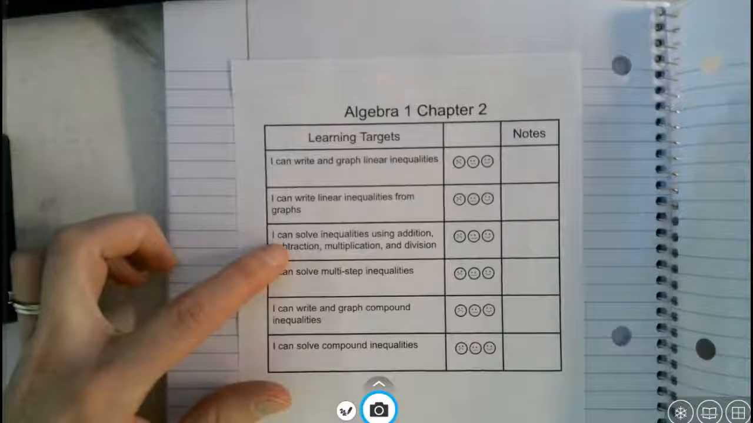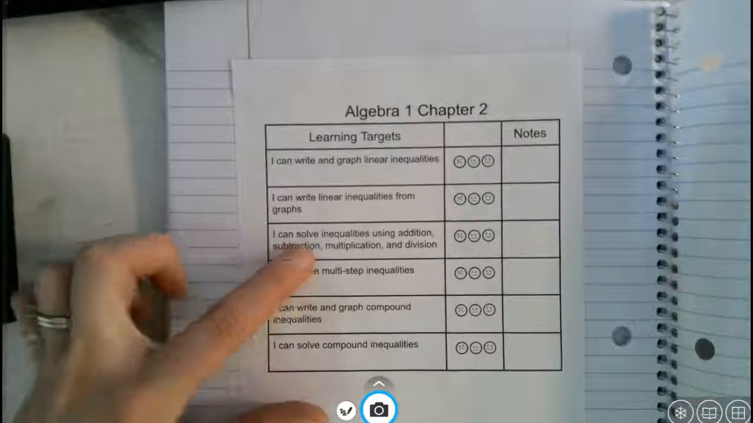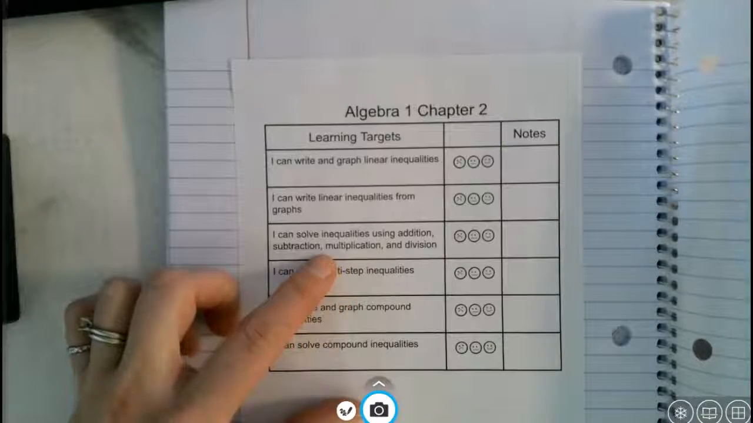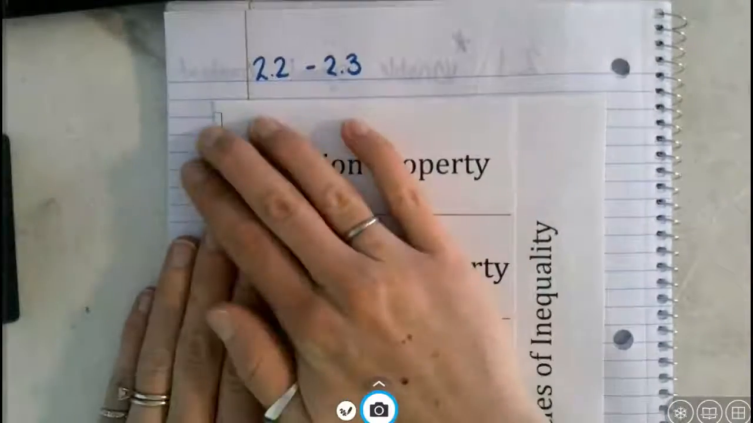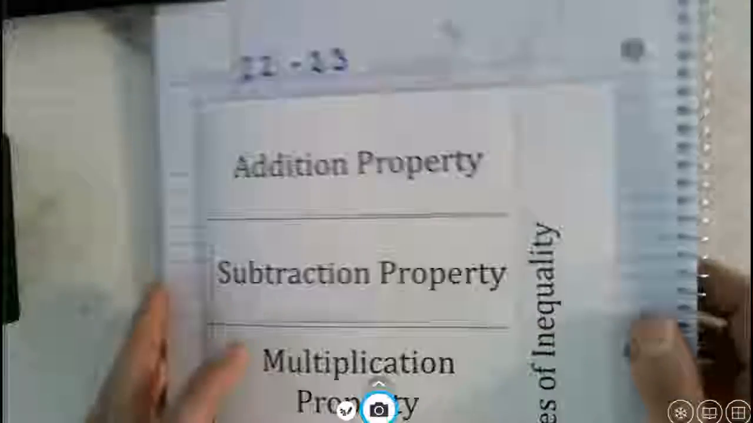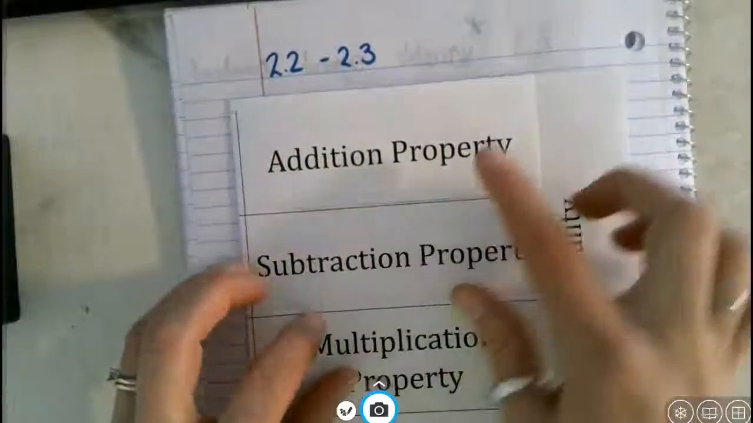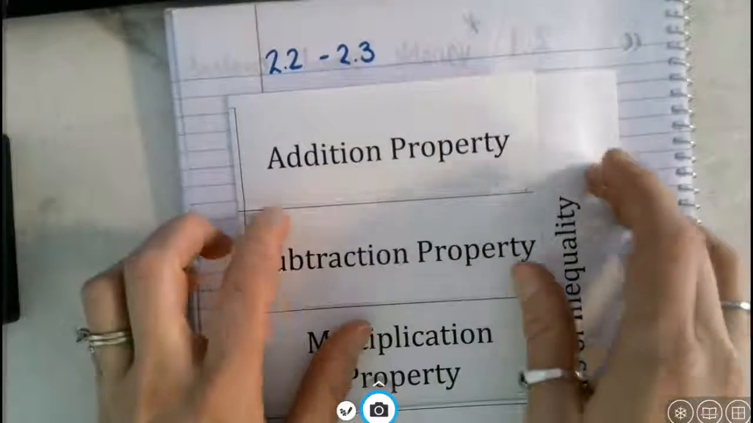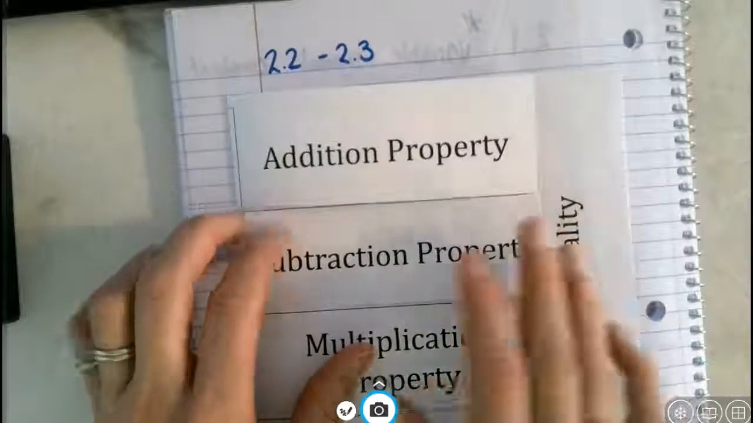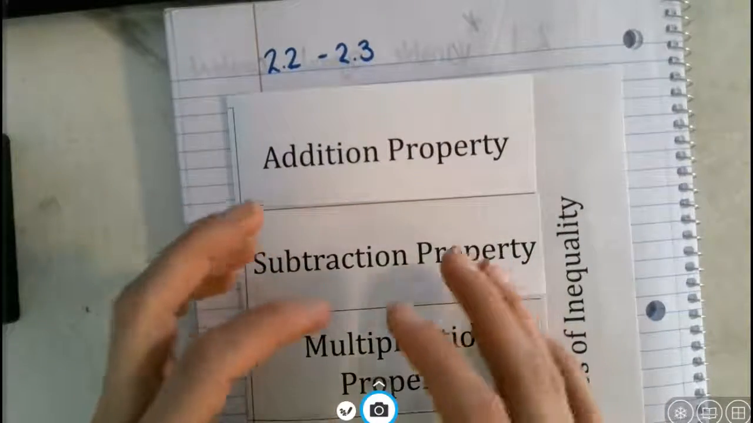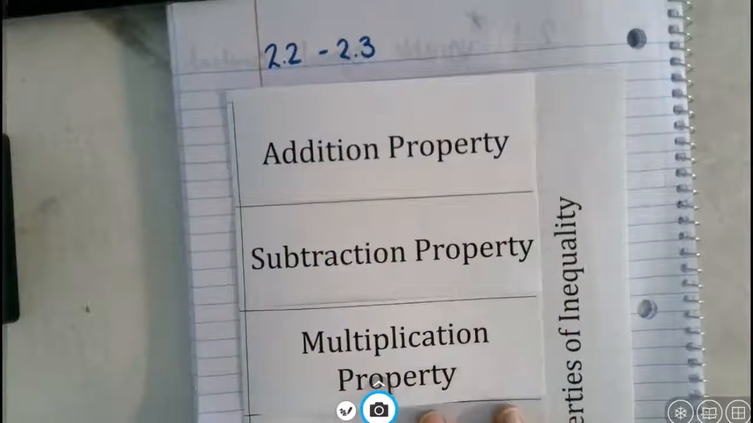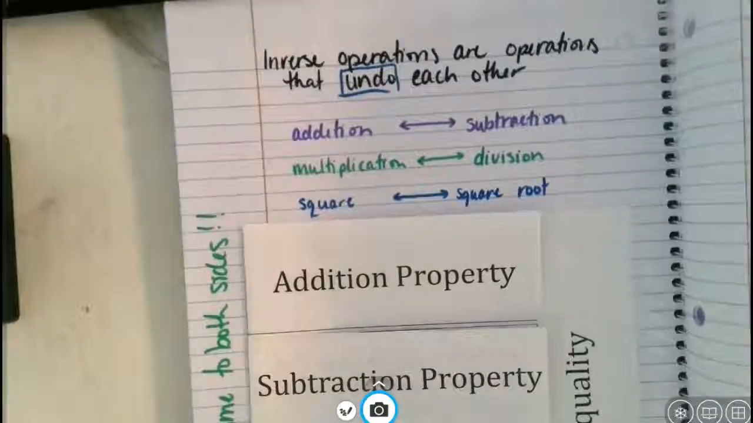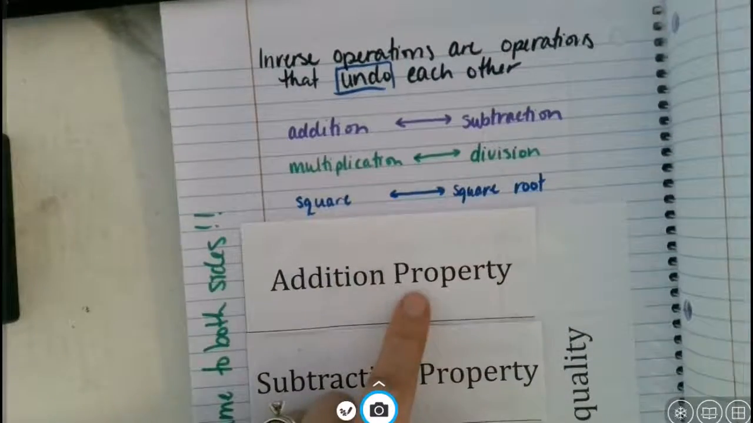We're just looking at the first part today: I can solve inequalities using addition and subtraction. And then we're going to add in our multiplication and division in just a little bit. So you're going to need this piece of paper and fold it over so we know what we're looking at. Today we're just going to talk about the addition and subtraction properties of inequality. These should look fairly familiar because they're very much the same as our properties of equality that we talked about way back in chapter 1. You'll see the same thing.